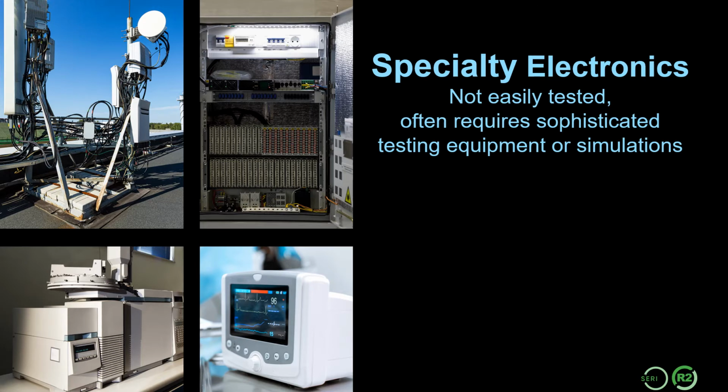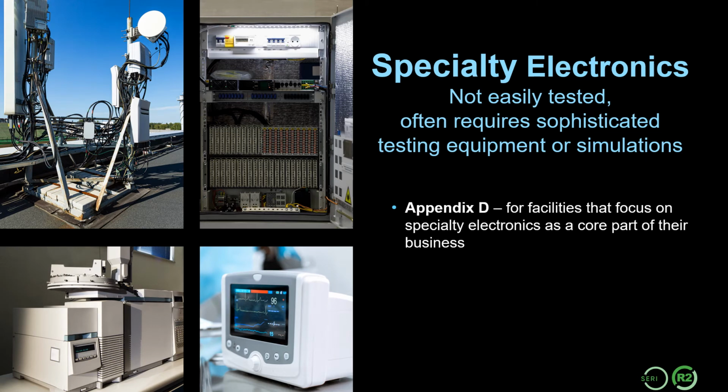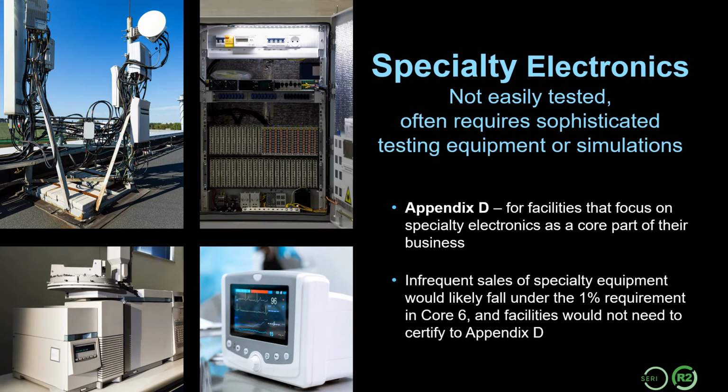Keep in mind that Appendix D is for facilities whose operations focus on the specialty electronics market as a core part of their business. They have expertise in managing specialty electronics and test and repair of any devices where possible. Facilities that only have occasional sales of specialty equipment would likely fall under the 1% requirement in TOR 6 and would not be required to certify to Appendix D.